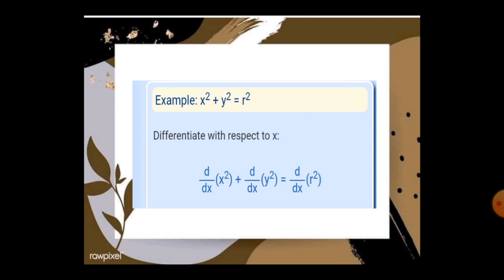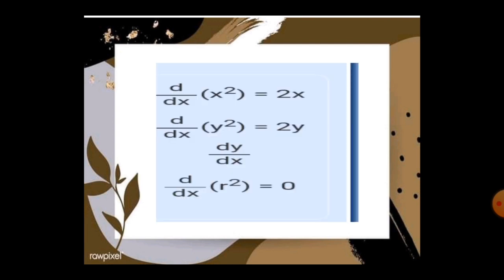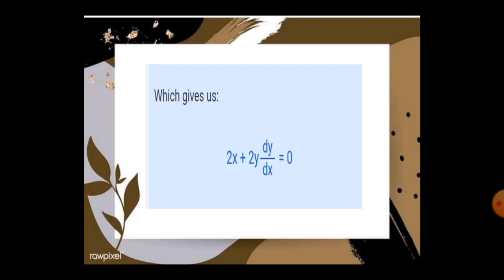First, differentiate with respect to x. So we have d over dx of the quantity x squared plus d over dx of the quantity y squared is equal to d over dx of the quantity r squared. So d over dx of x squared is equal to 2x, d over dx of y squared is equal to 2y dy over dx, and d over dx of r squared is equal to 0, which gives us 2x plus 2y dy over dx is equal to 0.